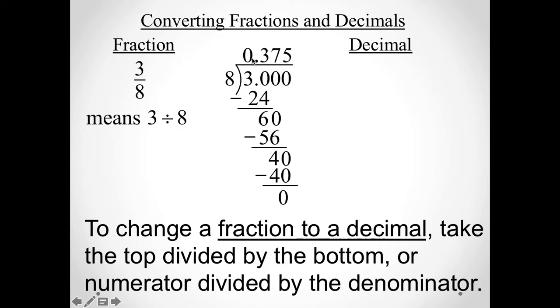So now the decimal, after the decimal, the number 375 has stopped. Is it repeating? Are we getting more again 375, 375, 375? No. So it is called a terminating decimal. To change a fraction to a decimal, take the top divided by the bottom, or numerator divided by the denominator.